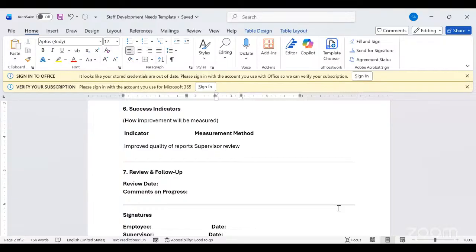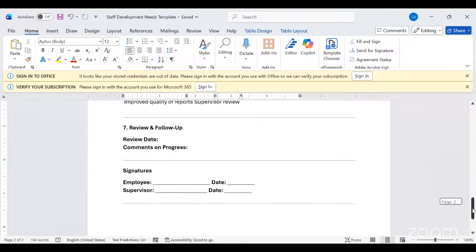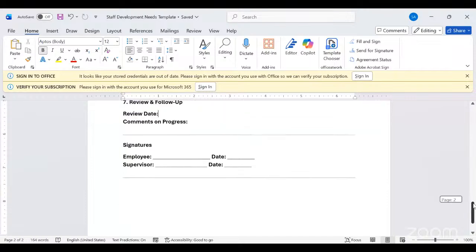Yes. So how do we measure the success? We measure by a review by the supervisor, and then review and follow up. This is where the supervisor will indicate the date on which the development needs template, or the development of the employee, was reviewed, and then the supervisor comments on the progress that has been made. It is signed both by the employee and the supervisor.